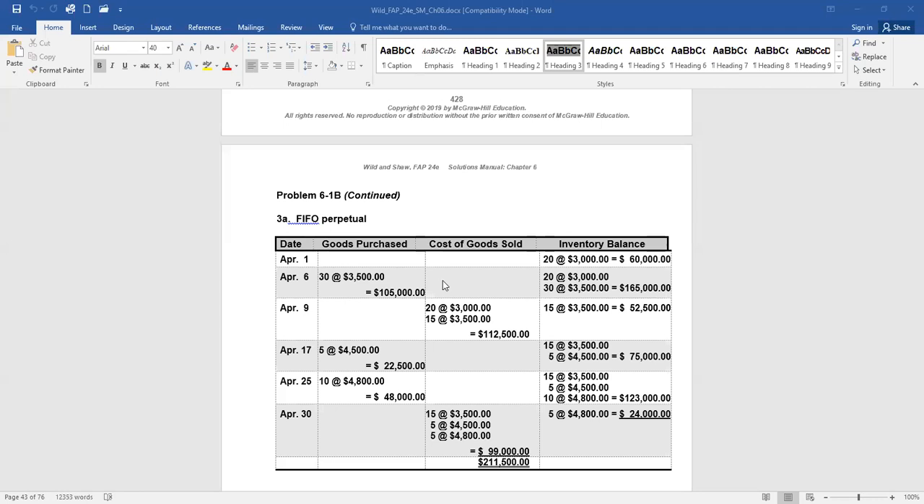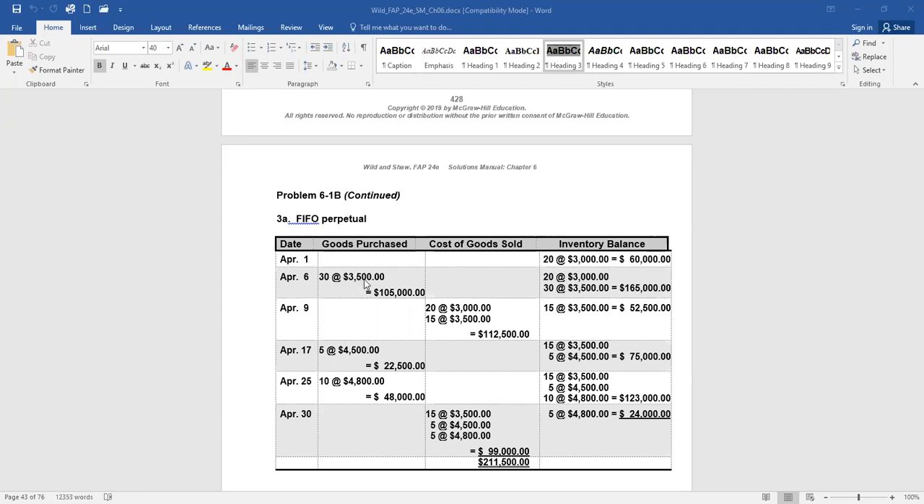So start with April 1st. In the beginning of April, there's 20 units, 20 coffee cups that cost $3,000 each for $60,000. The next transaction occurs on April 6th. Remember, perpetual inventory, we're keeping track as we go, as it occurs. 30 more coffee cups are purchased, so we'll populate the information in that column.